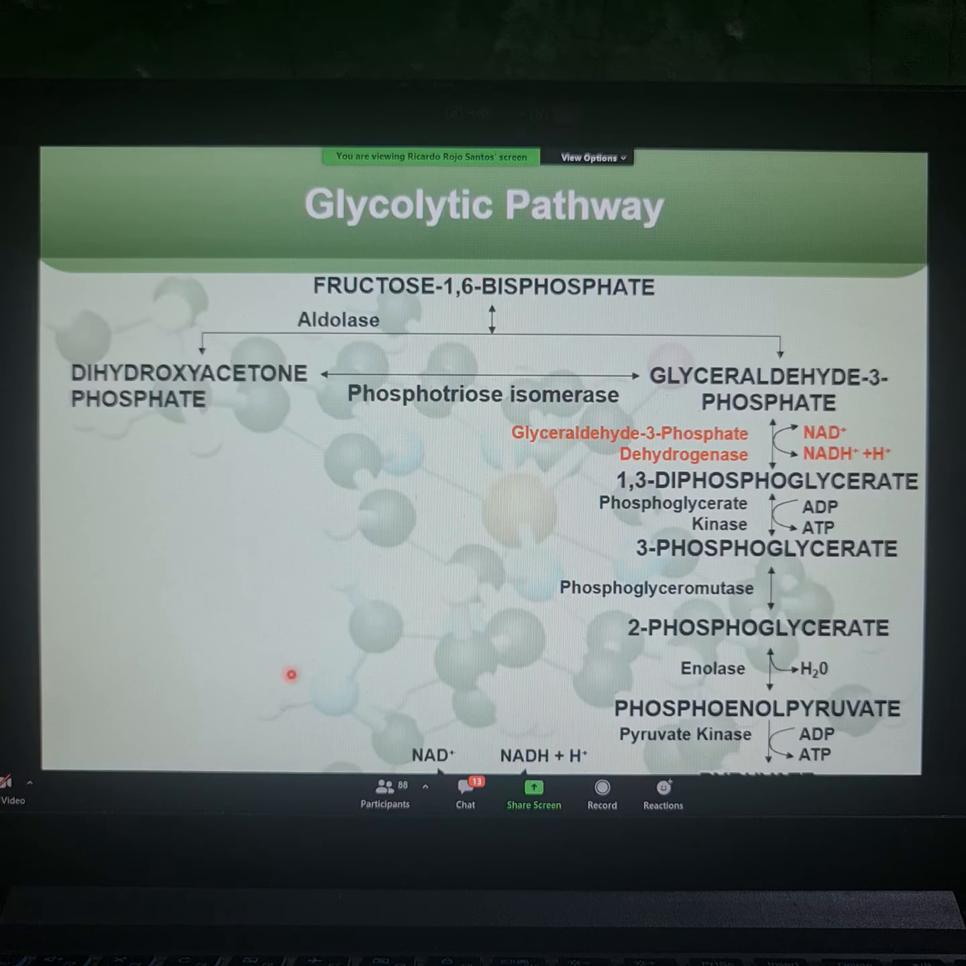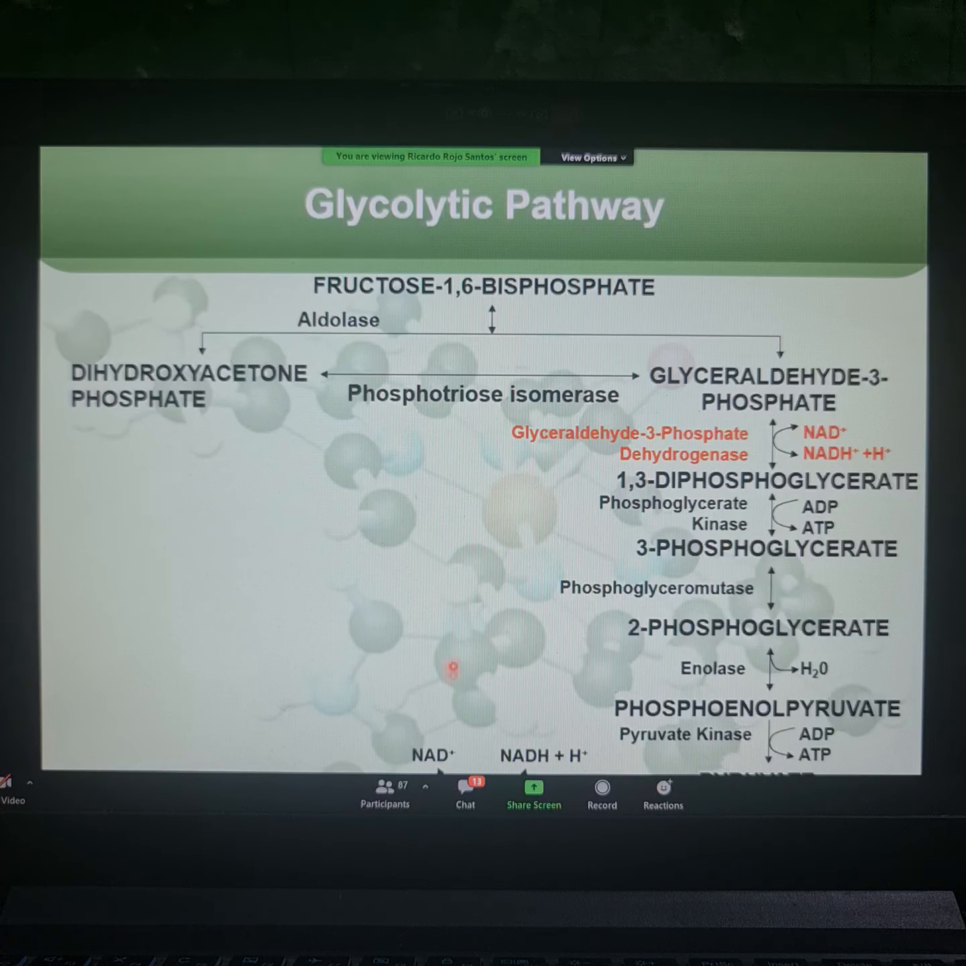By the way, where did we get this NADH? We got it there in the glyceraldehyde 3-phosphate dehydrogenase. Remember, anaerobic. So this NADH cannot go to aerobic glycolysis. Okay? It will not go to aerobic glycolysis. So it will be used to convert pyruvate to lactate.